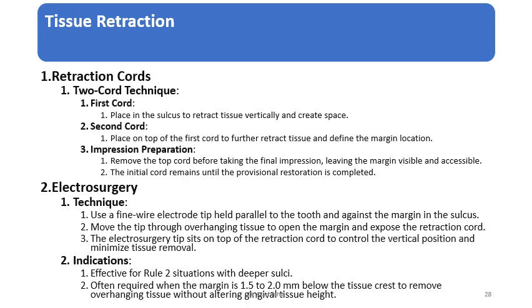Indications. Effective for Rule 2 situations with deeper sulci. Often required when the margin is 1.5 to 2.0 mm below the tissue crest, to remove overhanging tissue without altering gingival tissue height.